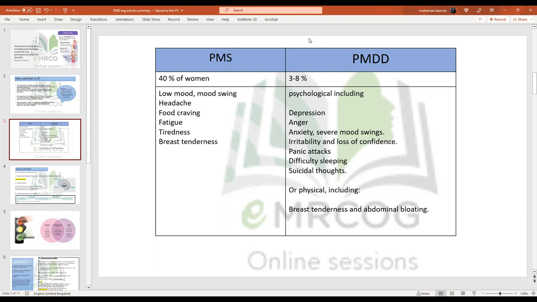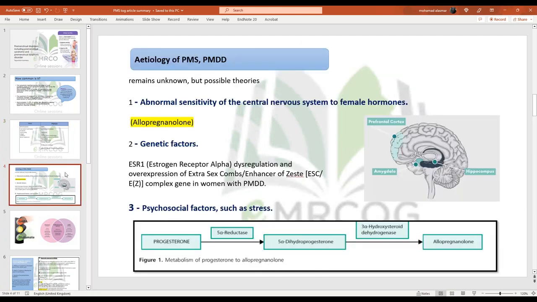So, how can we help her? We can help her by first understanding the underlying cause. The underlying cause theory is divided into three, according to this TUG article. One is abnormal sensitivity of the central nervous system to female hormone. Two is the genetic factors. Three is the psychological factors such as stress.